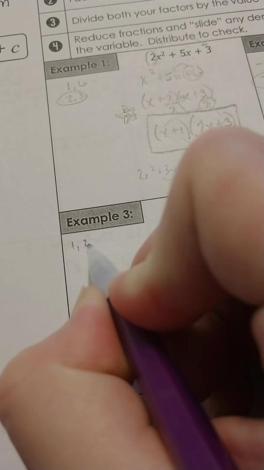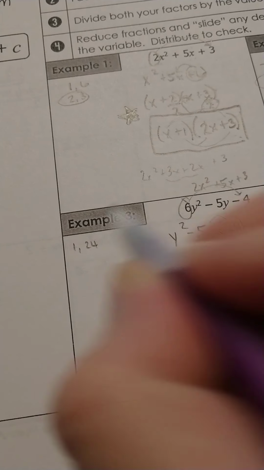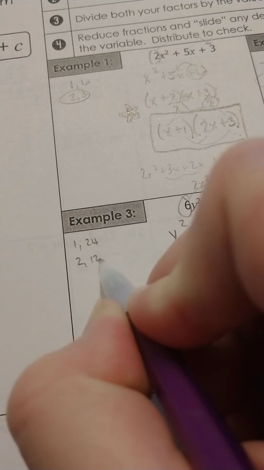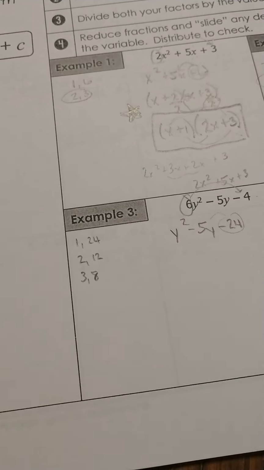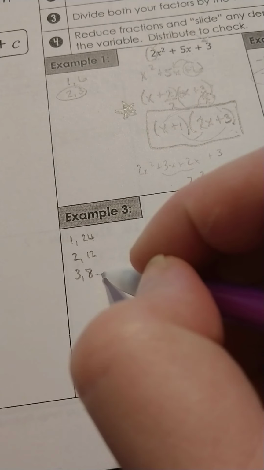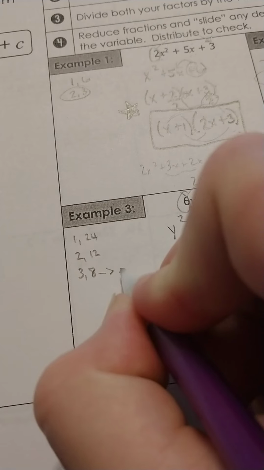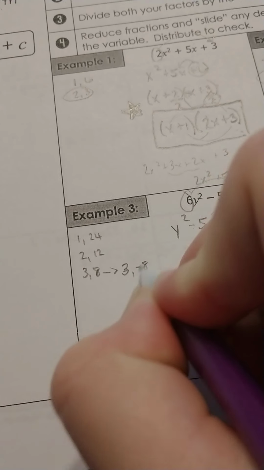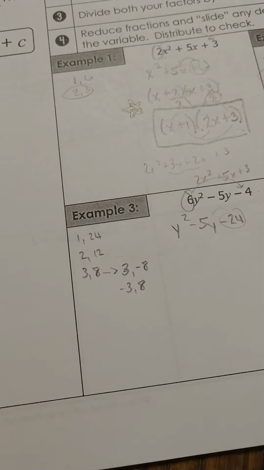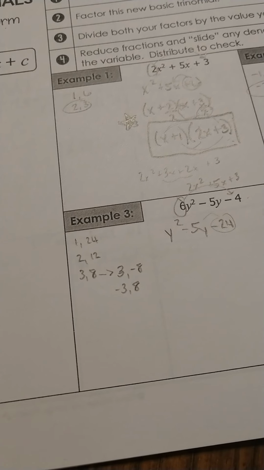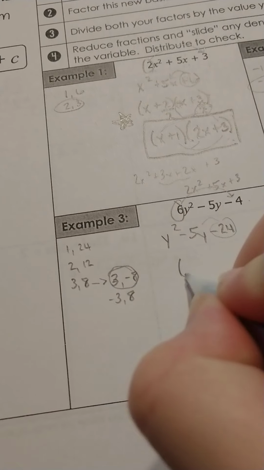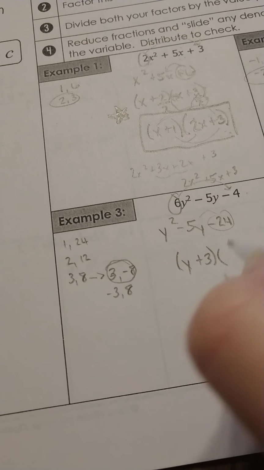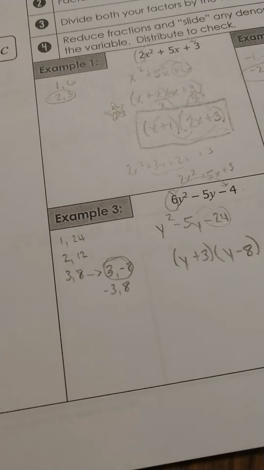So are 1 and 24 ever going to give me 5? No. 2 and 12 ever going to give me 5? No. 3 and 8, are those ever going to give me 5? Yes. So you're either going to have a +3 and a -8, or a -3 and a +8. Which of those gives you a -5 when you add? Ding, ding, ding. So that becomes y plus 3, y minus 8.